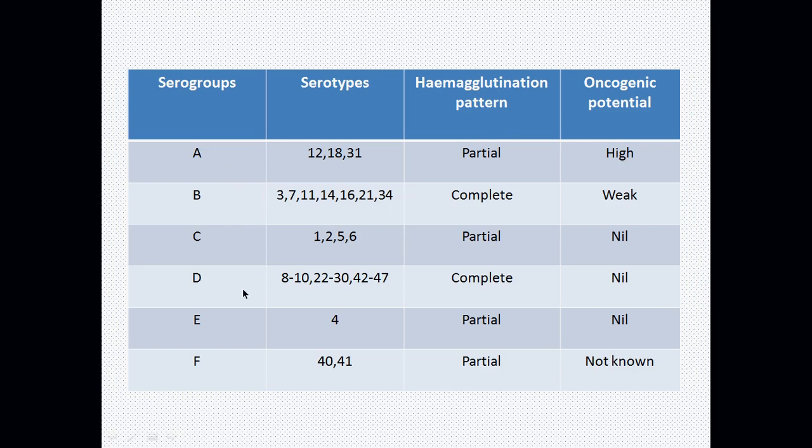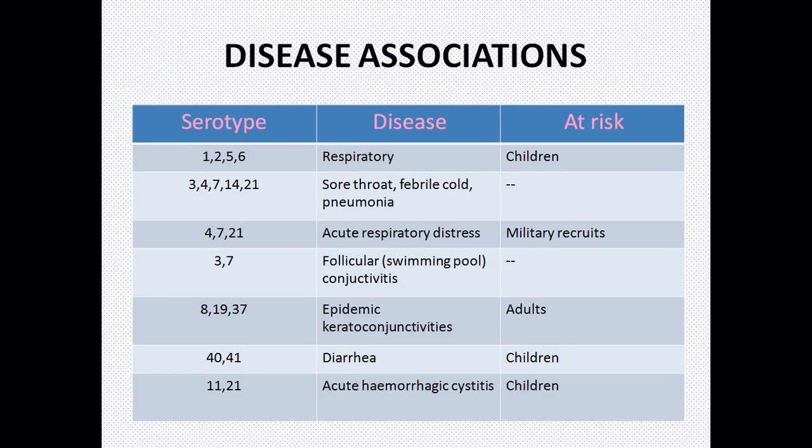Likewise, B, C, D, E, and F each have their serotypes, and these are the hemagglutination patterns of each subgroup: complete, partial, complete, partial, partial, along with the oncogenic potential. So this is the division of the serotypes into the subgroups of adenoviruses. Now the disease association, the serotypes and their diseases. Some of the serotypes have been consistently associated with producing a particular disease.